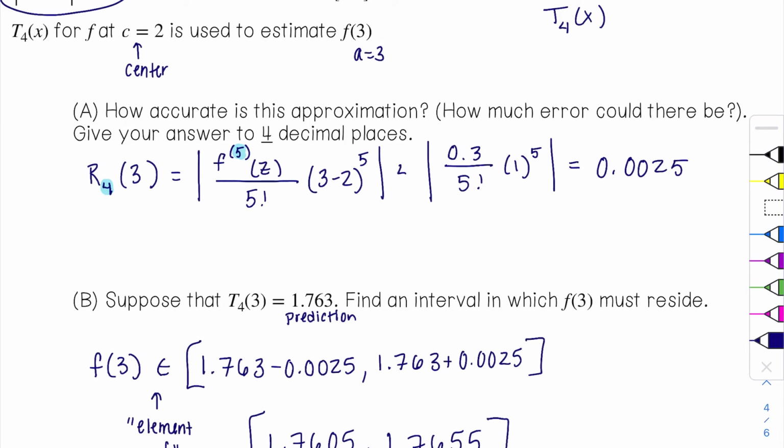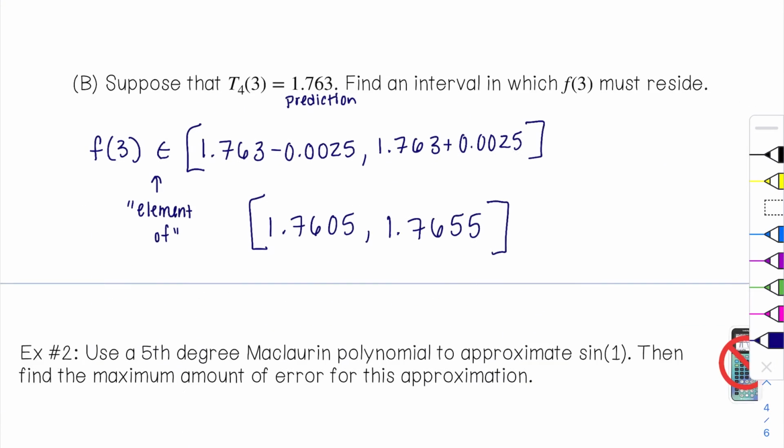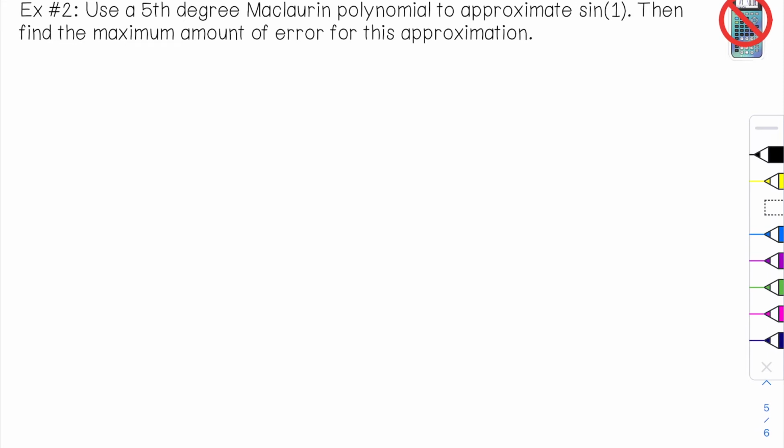So let's look at an example where they don't tell you the maximum value of the derivative and you have to figure it out yourself. So we're going to use a 5th degree Maclaurin polynomial to approximate sine of 1, and then we're going to find the maximum amount of error, so the Lagrange error bound for that. So the first thing we need to do is write down our 5th degree Maclaurin polynomial.